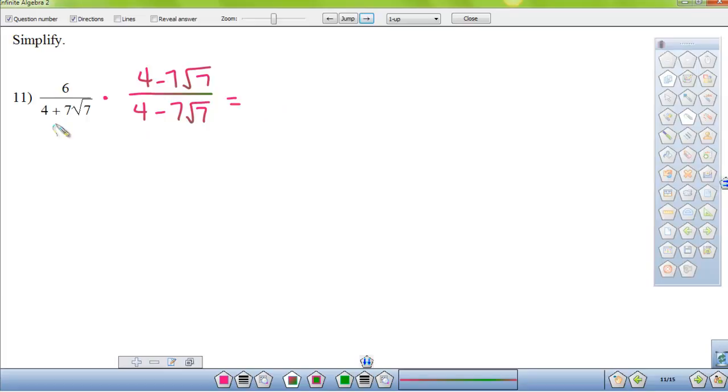In the numerator, I'm just going to leave it for the moment as 6 times 4 minus 7 times the square root of 7, simply because sometimes when you simplify things in the end, it makes it easier if you don't distribute that out first. Next, I'm going to multiply the denominators together. And I want to make note that these are conjugates, and we know that when you take the product of conjugates, a plus b, a minus b, you get a squared minus b squared.